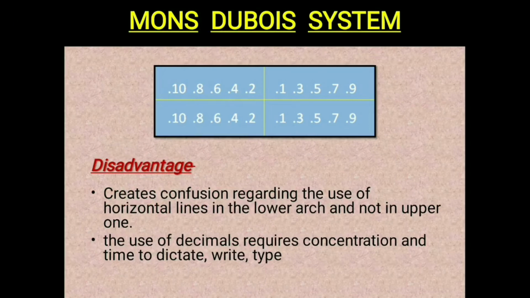Coming to another tooth numbering system, Mons Dubois system. Here we will use even number for the right side and odd numbers for the left side, and for the lower arch we will use horizontal line along with the number. Now here also disadvantage includes confusion regarding the use of horizontal line in the lower arch and not in the upper arch, and the use of decimals require much more concentration and time to dictate, type and write.